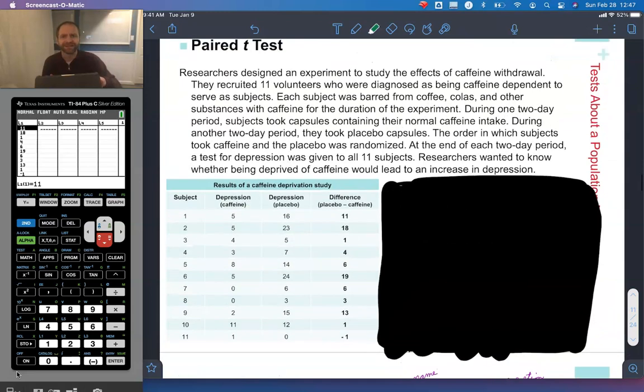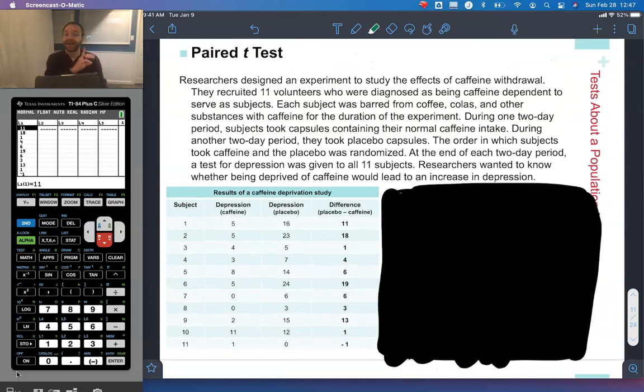If we have a paired t-test as an example, and notice I have it hidden, no peeking. When we're reading, we've got to keep our mind open. We've got to start looking for keywords, key phrases, and values being given to us. Researchers designed an experiment to study the effects of caffeine withdrawal. They recruited 11 volunteers who were diagnosed as caffeine dependent to serve as subjects. Each subject was not allowed to have caffeine, colas, coffee, or any other substances with caffeine in them during the duration of the experiment.